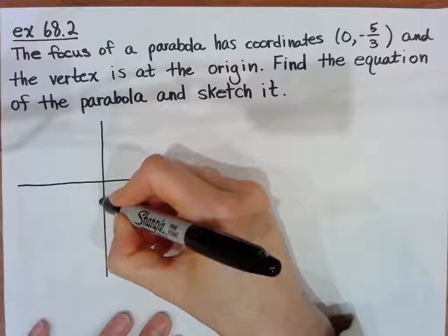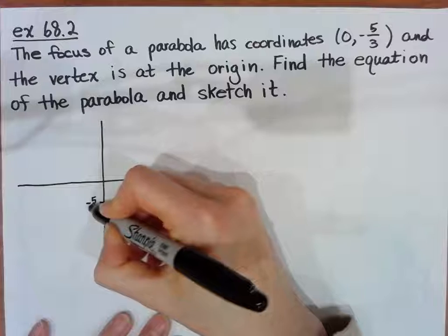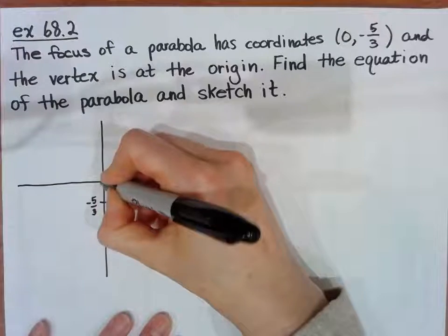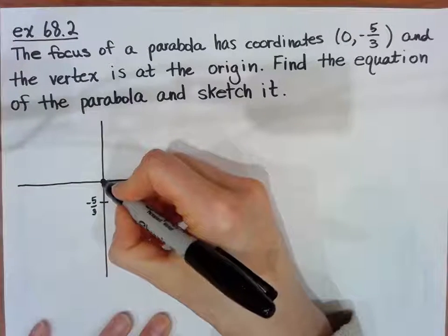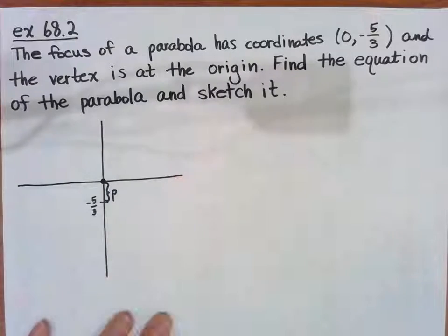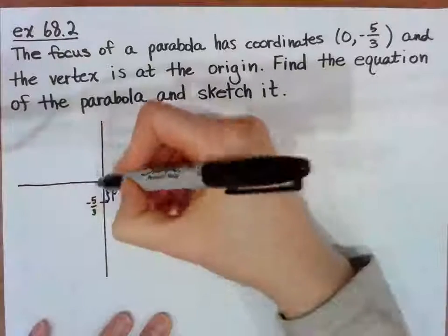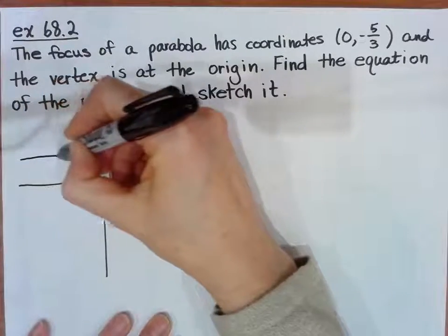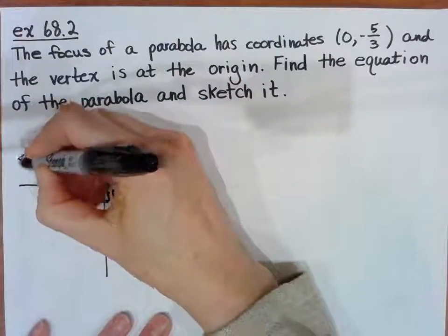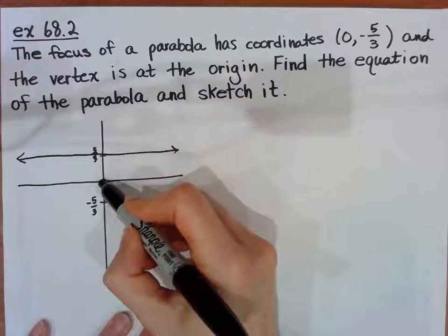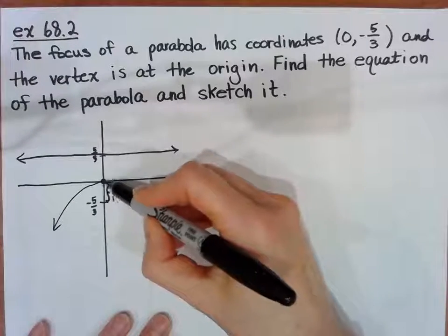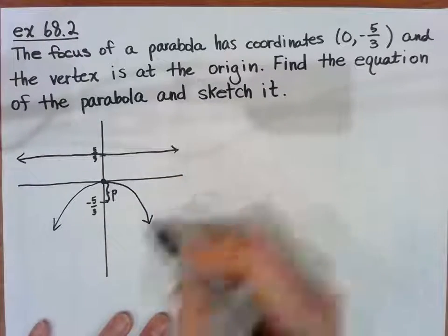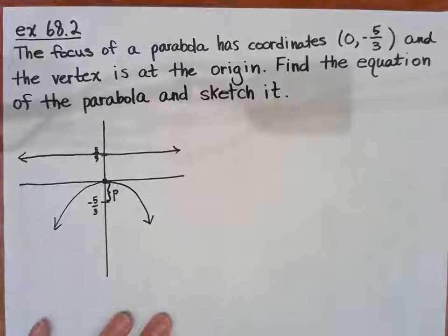Okay, so 0, let's say this is negative 5/3. That is the focus. This is the vertex. It's at the origin. So we know that the distance here is p. And at positive 5/3 up here, we know we're going to have the directrix. So you can kind of imagine what this parabola is going to look like. It's going to look like that, right? It might actually be a little bit wider, but that's the general form.